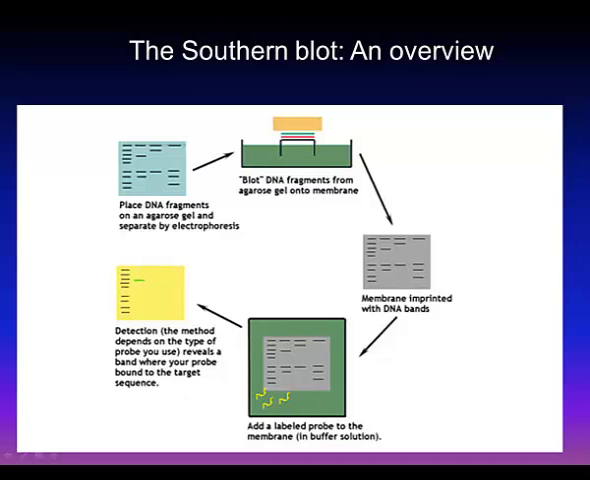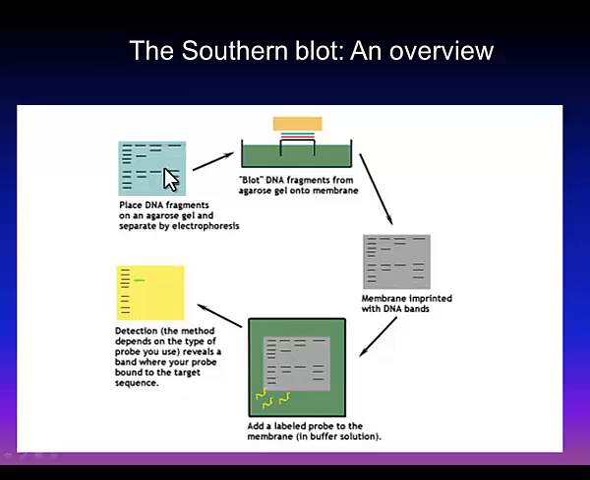We're going to start with the Southern blot, and this slide shows an overview of the Southern blot procedure, which basically involves taking some DNA fragments, placing them on an agarose gel and separating them by electrophoresis. That procedure was also explained in the lecture on great experiments, so I encourage you to go back to that if you need further explanation of how gel electrophoresis separates DNA fragments according to size.